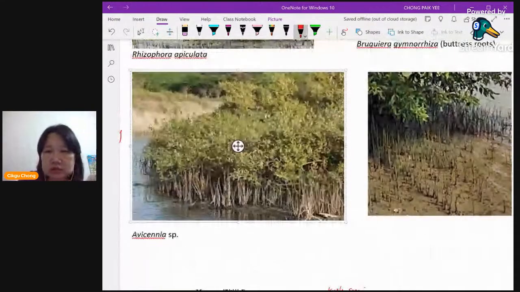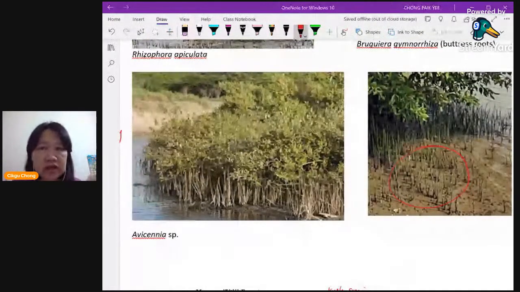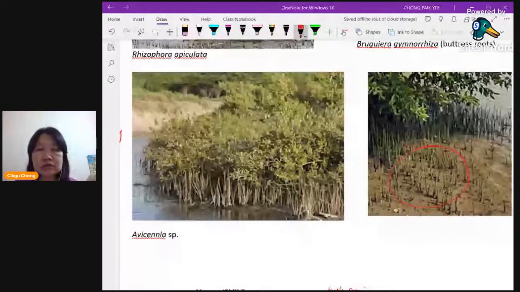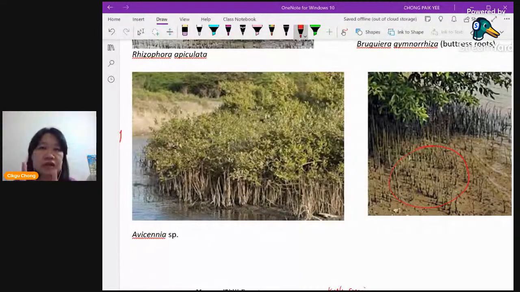See all this? See the roots that poke out here? It's very difficult for you to go into the area because you can't step on it. It's like nails, you see? All these are actually special roots. We call it breathing roots. Okay, we call it pneumatophores. So this is Avicennia, all right? And the root special structures, they are called pneumatophores.